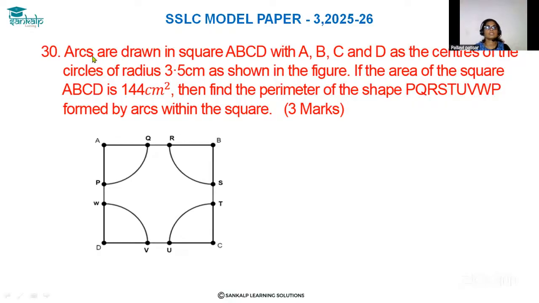Hello everyone. Look at the question number 30. Arcs are drawn in a square ABCD with A, B, C and D as centers of the circle of radius 3.5 centimeter as shown in the figure. If the area of the square ABCD is 144 centimeter square, then find the perimeter of the shape PQRSTUVWP formed by arcs within the square.